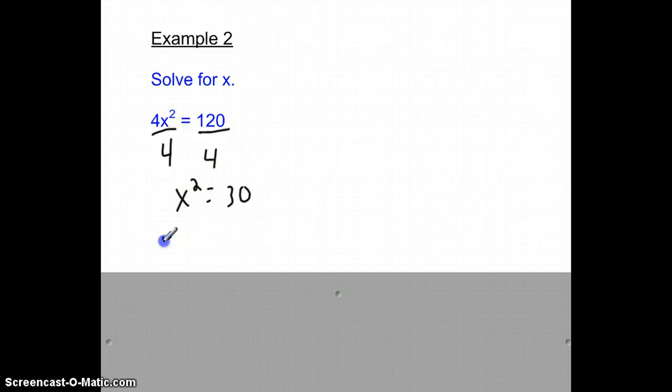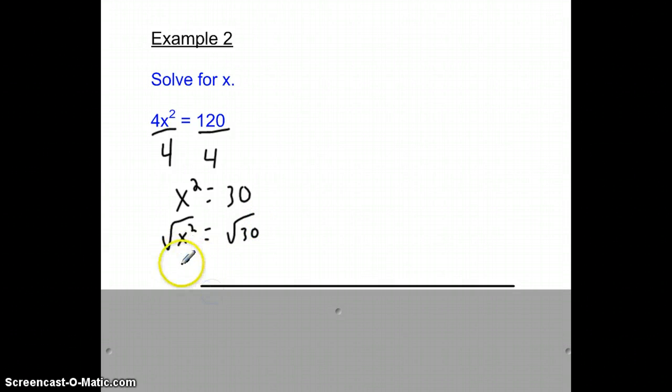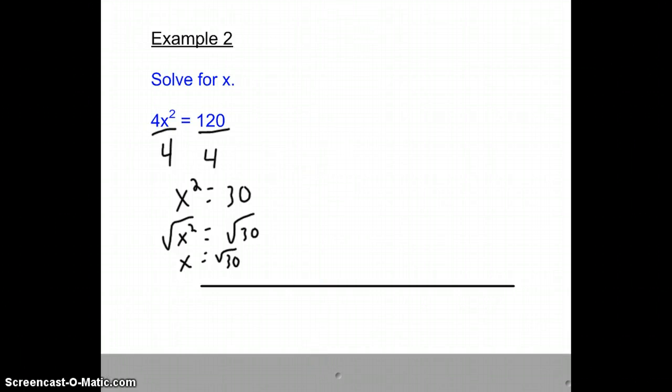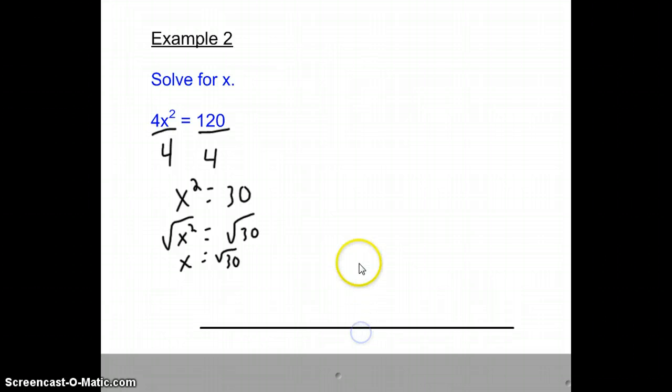So if we take the square root of both sides, square root of x squared equals square root of 30. Then the square root of x squared would be x, right? Because x times x gives us x squared. The square root of 30 is not a perfect square. No number times itself can give us 30.